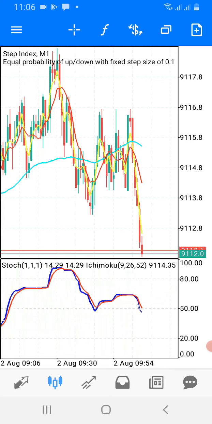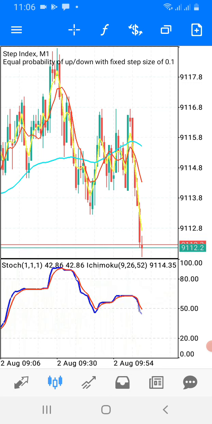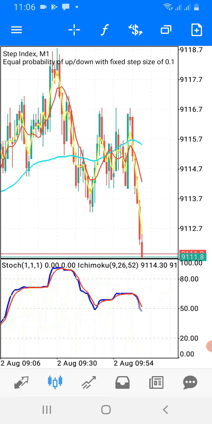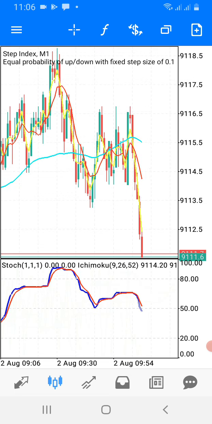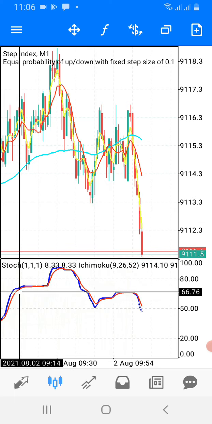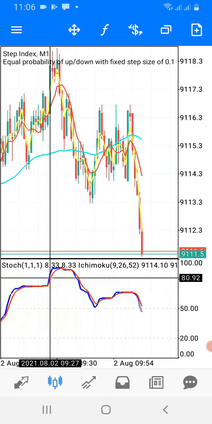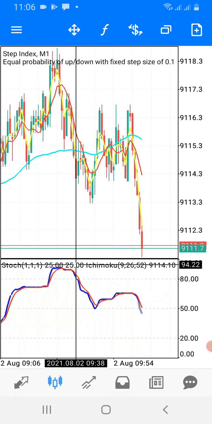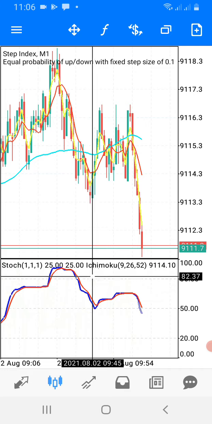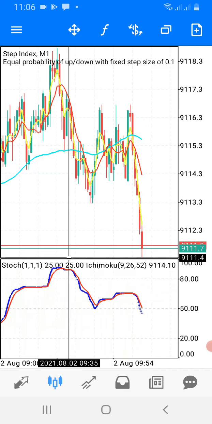Look at the strategy, guys. It's already performing right now. It's already working right now. So guys, I believe you can understand. 3 conditions need to be met for this strategy. The first one, you have to look at this red and blue line, which is the moving average, and Ichimoku being at the overbought level.